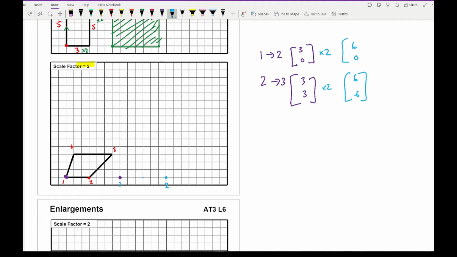Let me just put some box around here. So you go from 2 to 3, I'm going to go 6 across, so 3 and 3, and then 6 up, which then becomes here. I'm going to label that as a 3.